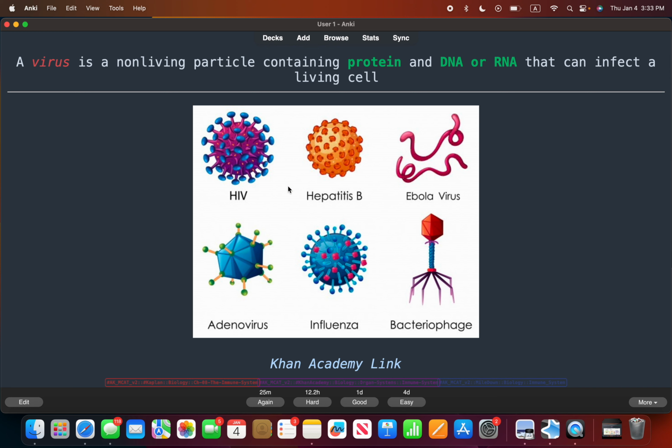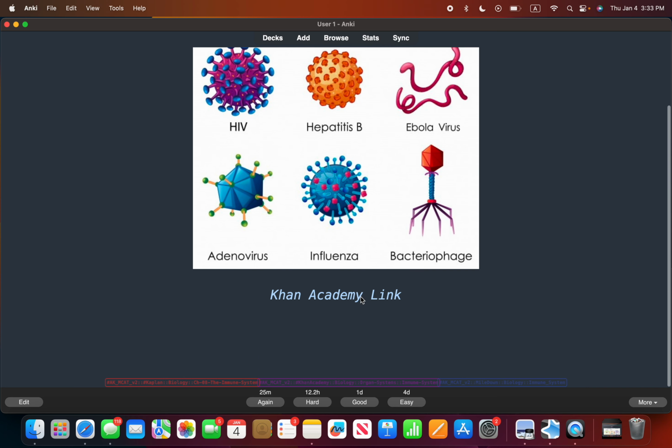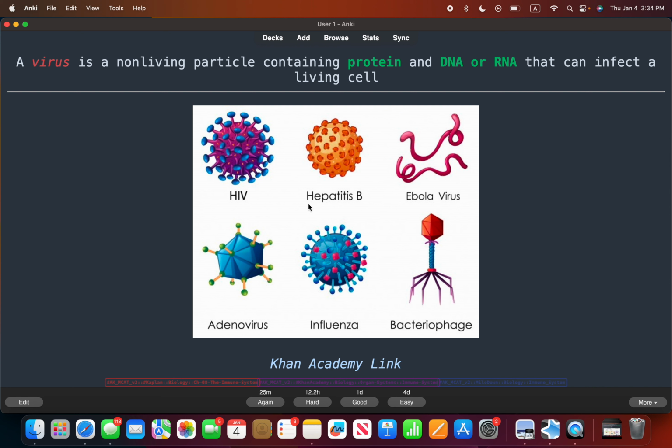We have HIV, hepatitis B, Ebola virus, bacteriophage, influenza, and adenovirus. So a bacteriophage is also a virus. This I actually didn't know till last month or something. So adenovirus is a virus, influenza is a virus, Ebola, hepatitis B, HIV. These are all viruses, and they contain protein and the DNA or RNA.